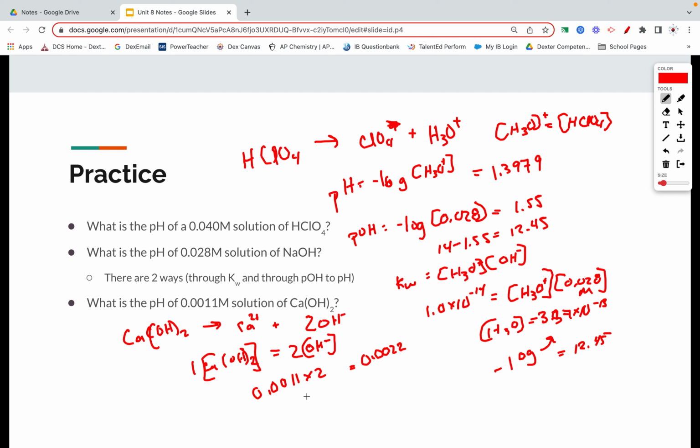And we can do the same two methods, but I am just going to do the negative log of 0.0022, which is equal to 2.66. And remember, that's the pOH, and we want to find pH. So 14 minus 2.66 is equal to 11.34. And we get our pH of that concentration.